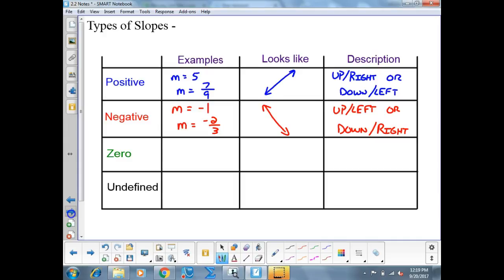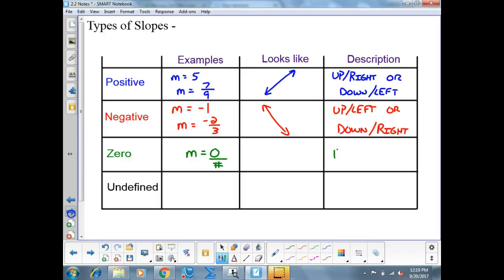Kind of a trick question here. Or, if you really wanted to, you could put 0 over some number. Because when you're dividing into 0, it doesn't matter what it is, unless it's 0. Okay? What's the description of a line that's got a slope of 0? It's horizontal.